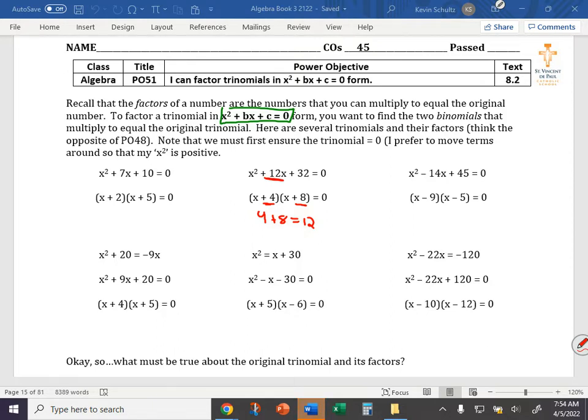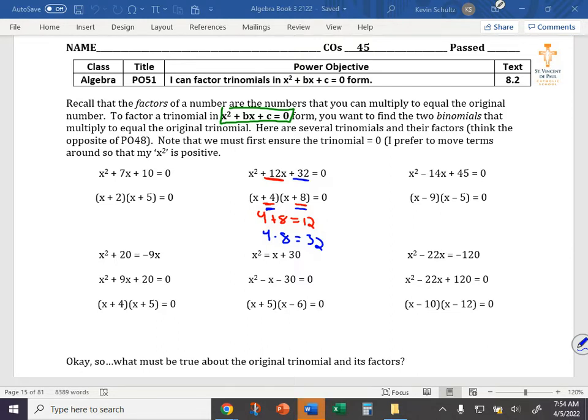Anything else? When you multiply the 2 and the 5, and the 4 and the 8, and the 9 and the 5, you get the constant. Furthermore, again with that 4 and that 8, when you multiply them, 4 times 8, which gives us 32, lo and behold, that's the constant in our original expression.